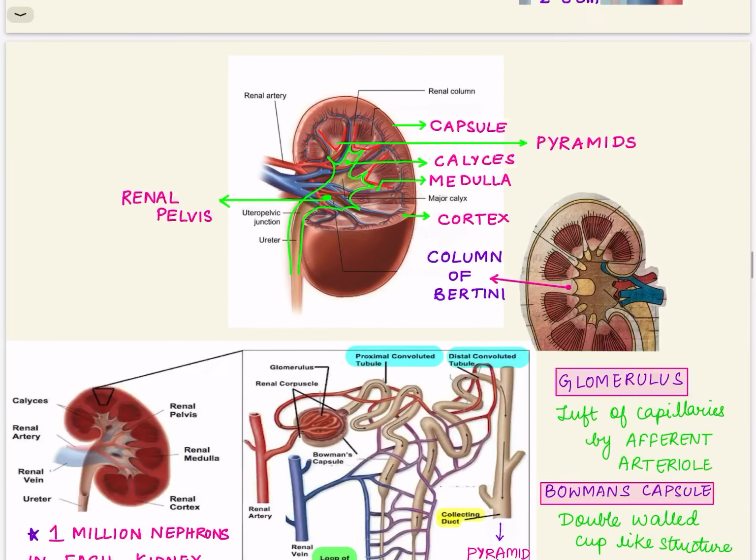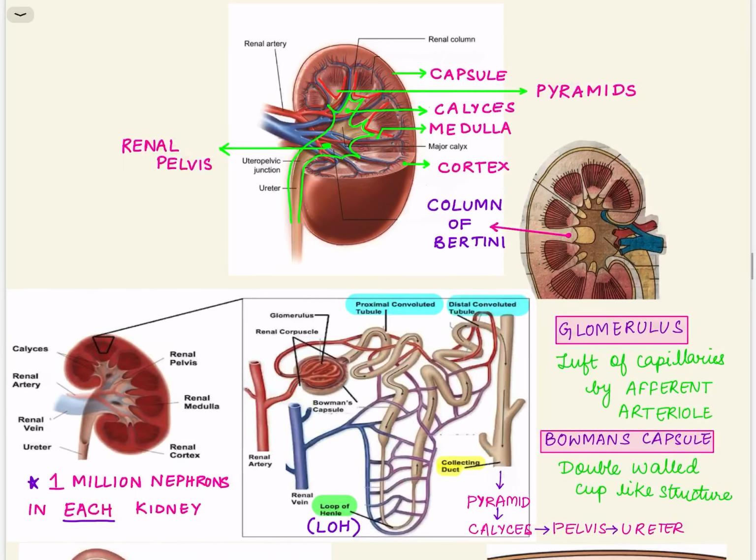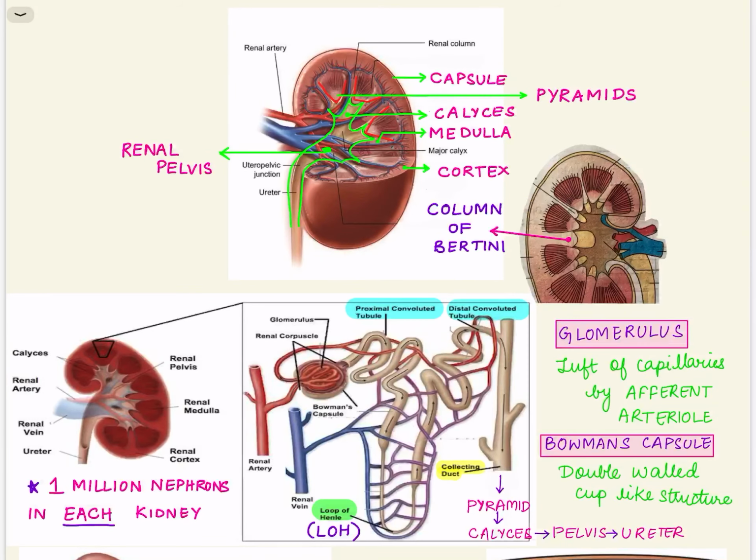So coming to the structure of the kidney, the kidney consists of a capsule which encloses a cortex and a medulla. Within the medulla there is something called a renal pelvis. The renal pelvis is from where the ureter drains the urine. So whatever urine is collected gets collected in the pelvis, which is further drained by the ureter. This renal pelvis has extensions which are called calyces.